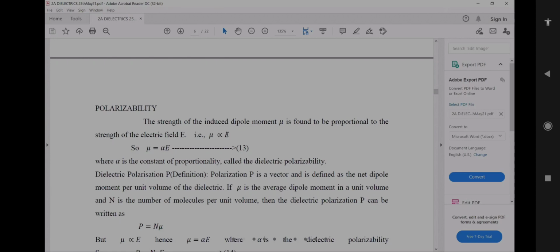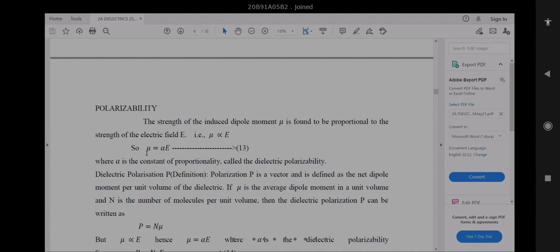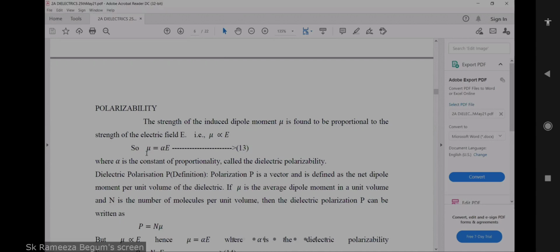The strength of the induced dipole moment mu is found to be proportional to the strength of the electric field. If the electric field E increases, then the induced dipole moment also increases. So mu is directly proportional to E. Okay, and this can be written as mu is equal to alpha E, where alpha is called the proportionality constant and it is called dielectric polarizability.